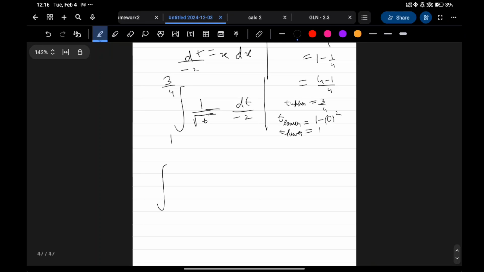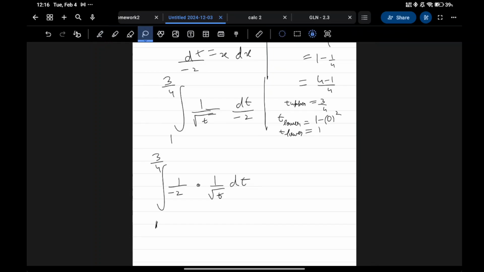Okay, I can rewrite this as 1 over negative 2 times the integral of 1 over root t dt, with 3 over 4 as my upper bound and 1 as my lower bound. My next step after substitution was to move the constant outside. So this goes over here, and this out, this over here.